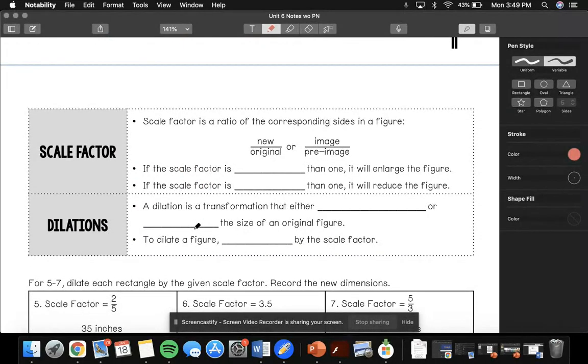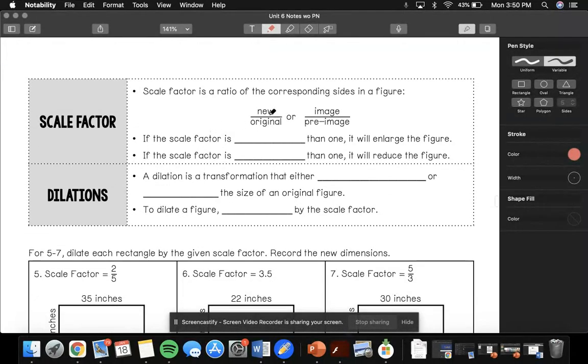All right, so we're talking about scale factors and starting this conversation of dilating and making things bigger and smaller. So a scale factor is a ratio of the corresponding sides of a figure. This ratio could be considered comparing the new to the original, or the image to the pre-image, or something like I've been using, the after to the before.